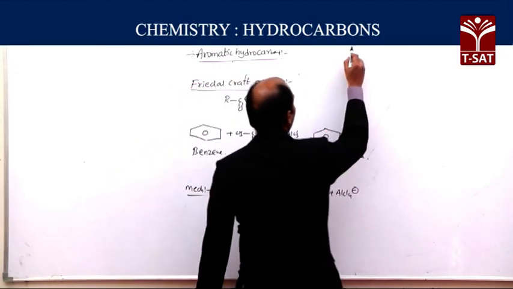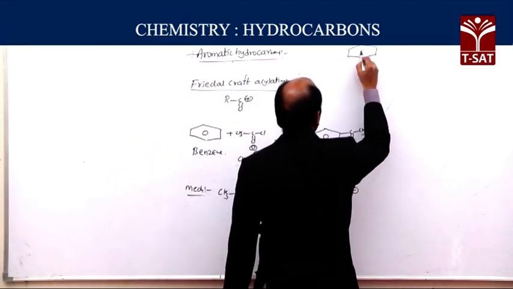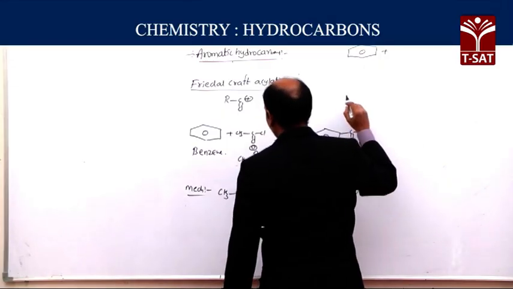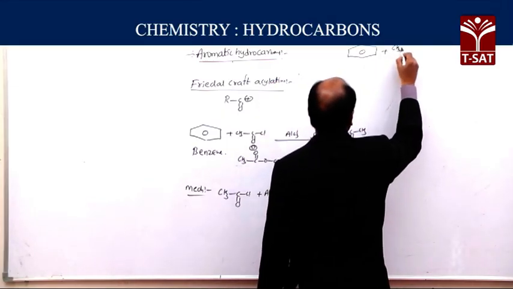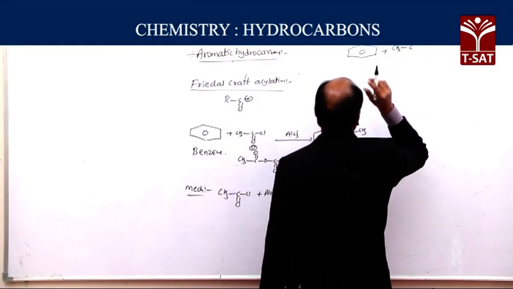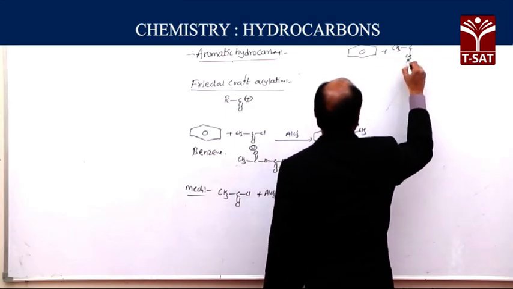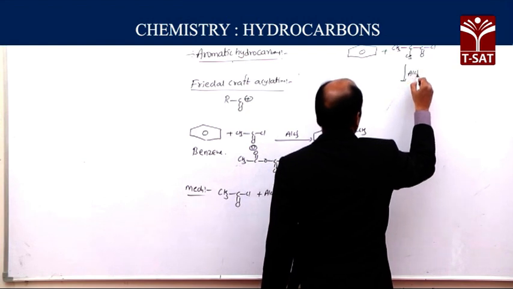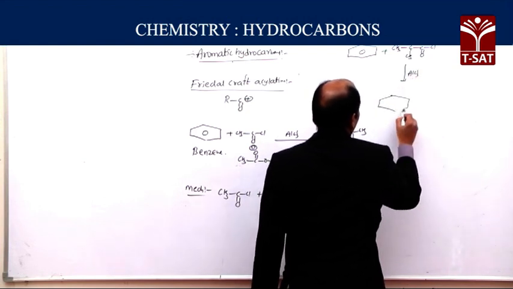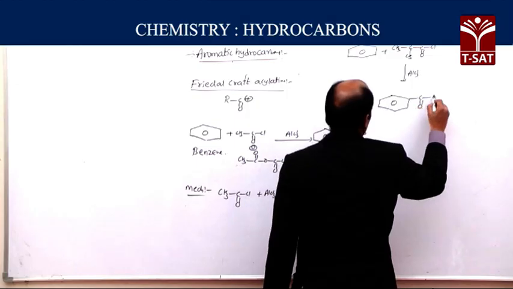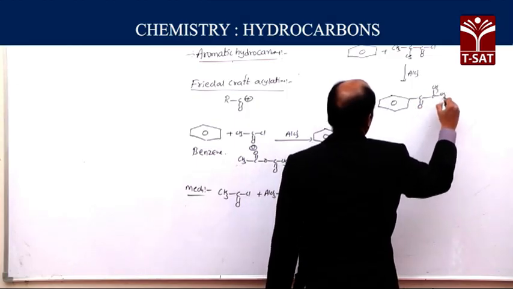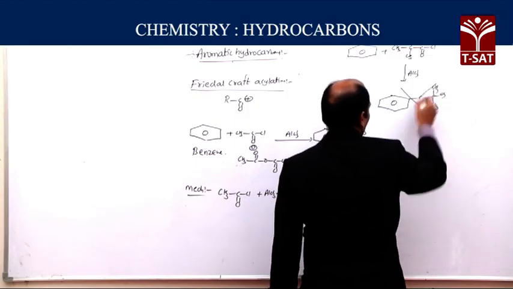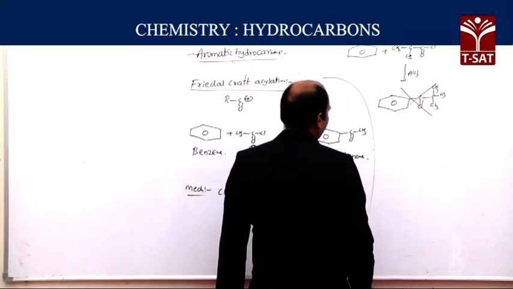Similarly, if this benzene is treated with CH3 C double bond O Cl in the presence of AlCl3, everybody is thinking that this compound is formed, C double bond O C CH3, but this compound is not formed. So this is a special example.